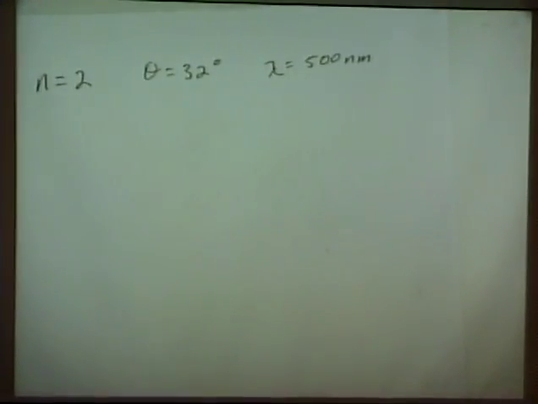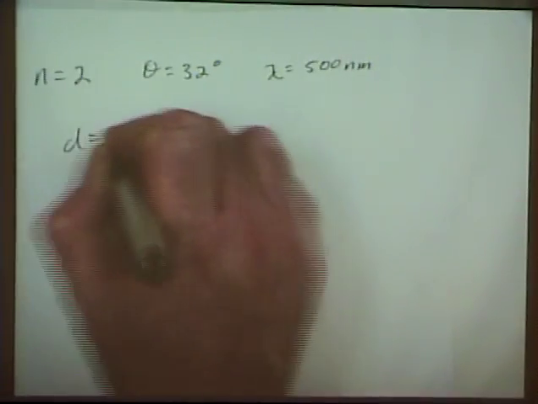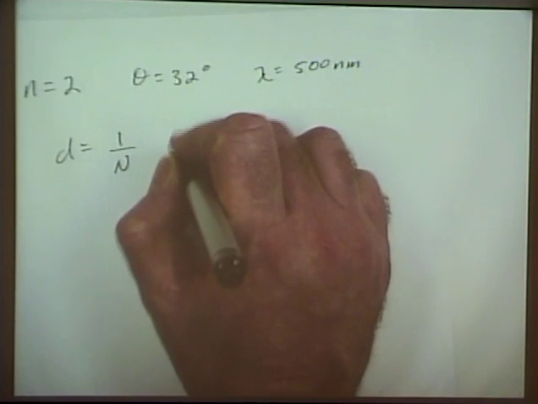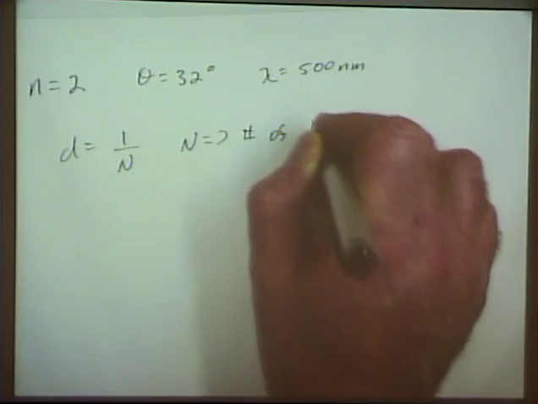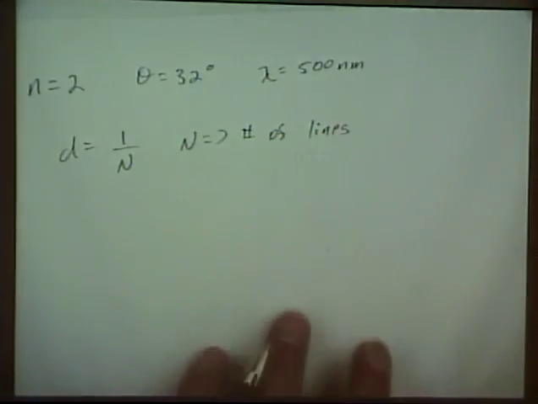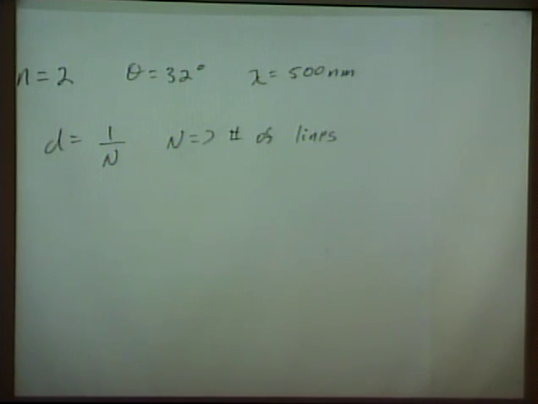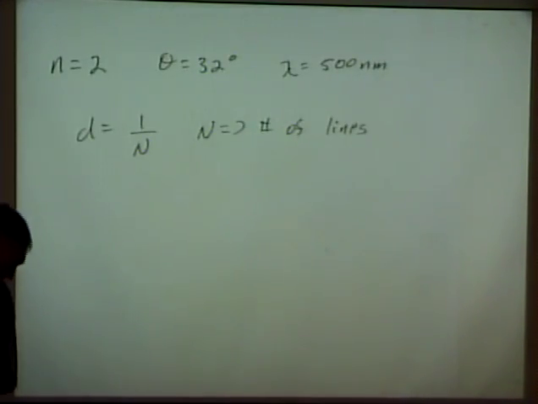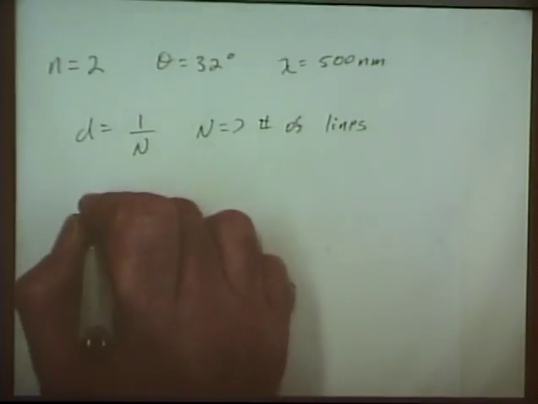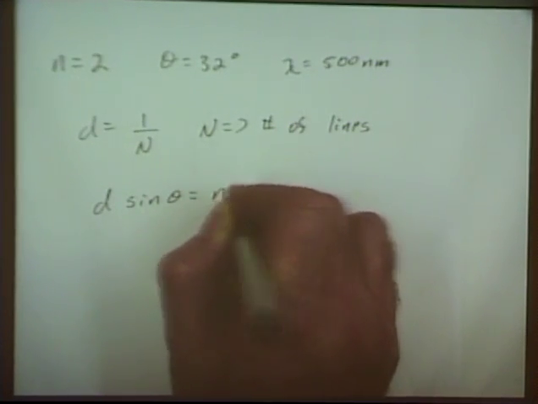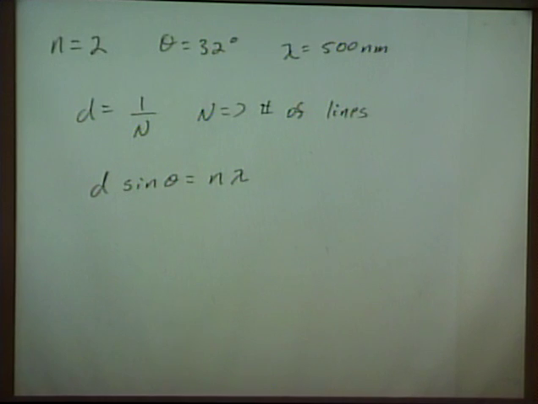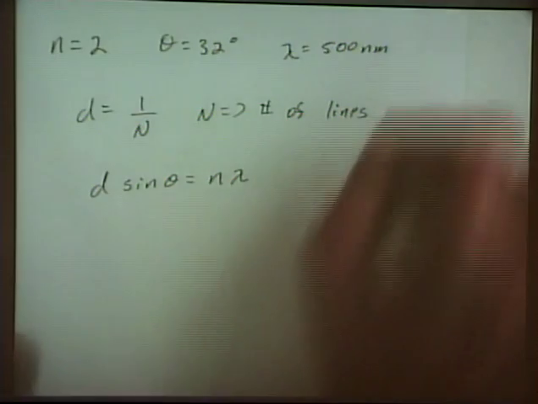And the way we find that is d is equal to 1 over N, where N is the number of lines in the grating per centimeter. So you're like, well, wait a minute, give me a formula. All right, here's the formula for diffraction grating. It's d sine theta equals n times lambda for your spectral order. They gave us everything we need, except the number of lines per centimeter.